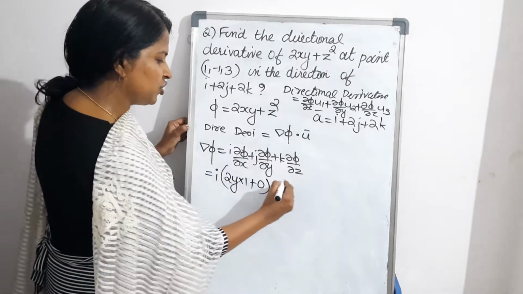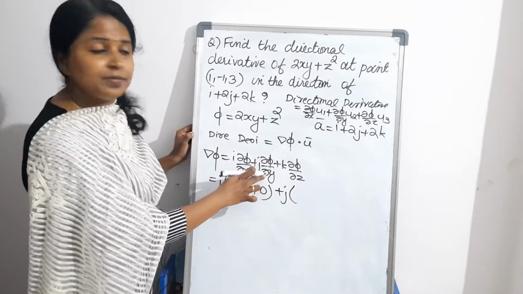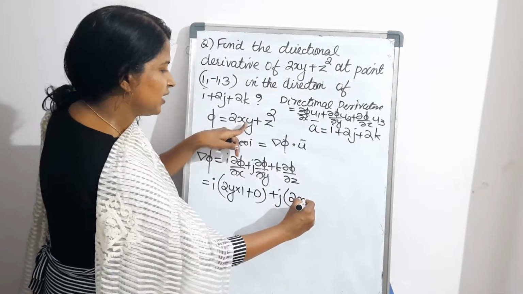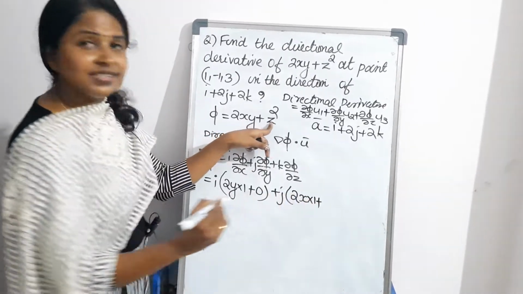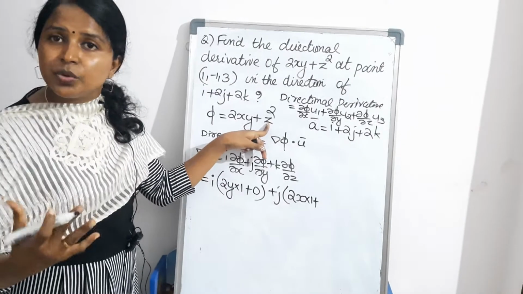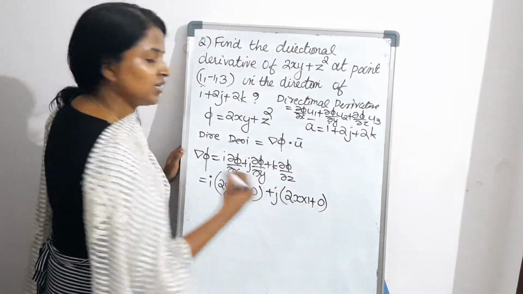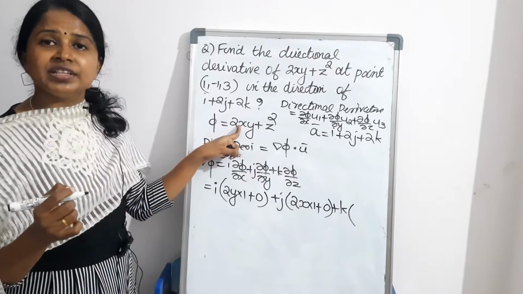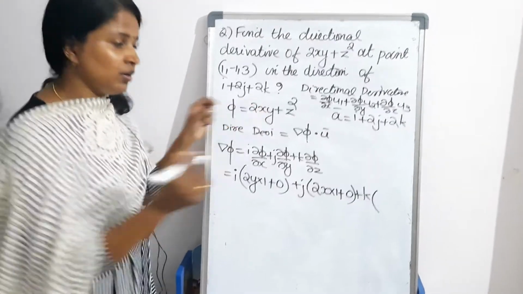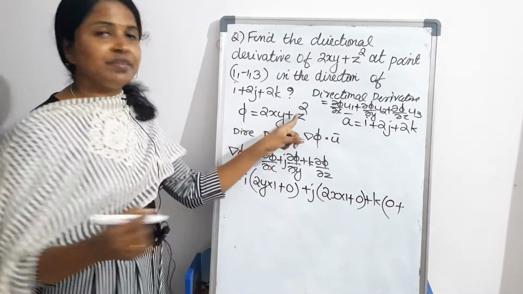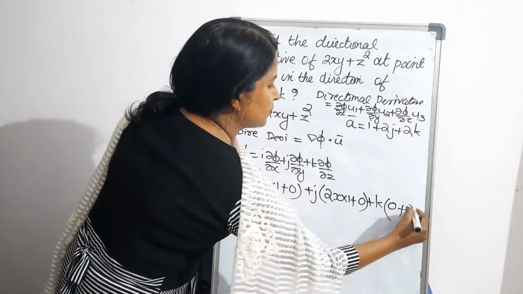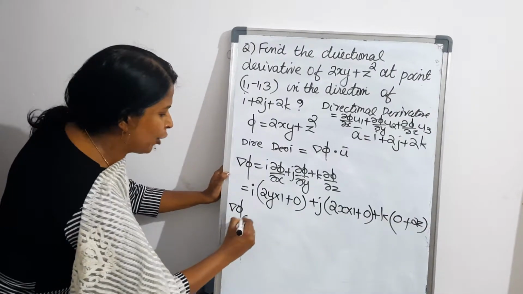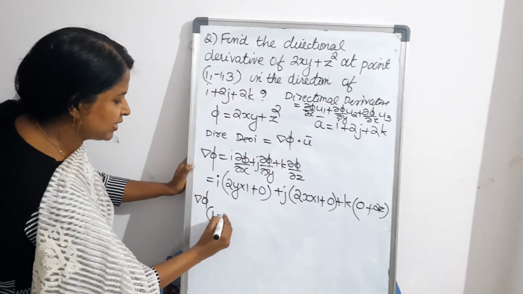Plus the second term, j into dou phi by dou y. Differentiating with respect to y: 2 constant, x constant, derivative of y is 1, plus z square. Differentiating with respect to y, z square is constant, so 0. Derivative of a constant is 0. Plus k into differentiating with respect to z: 2xy constant, plus derivative of z square is 2z. This is del phi.